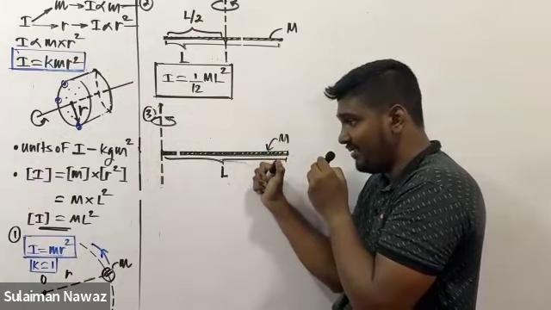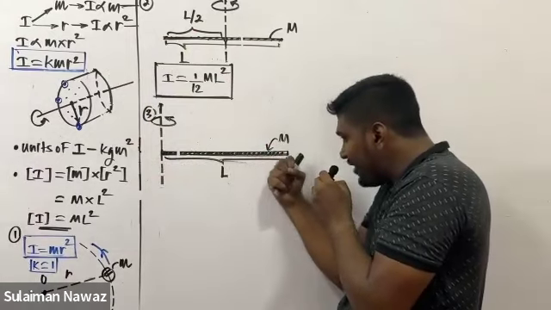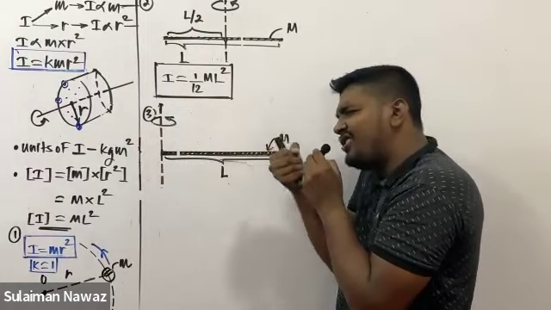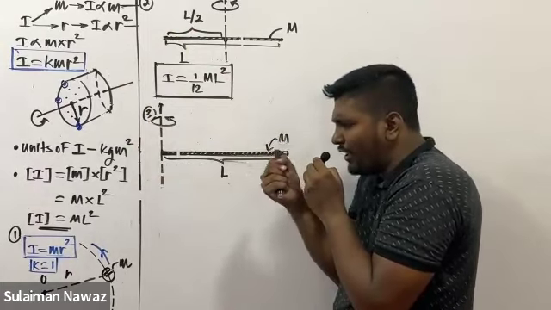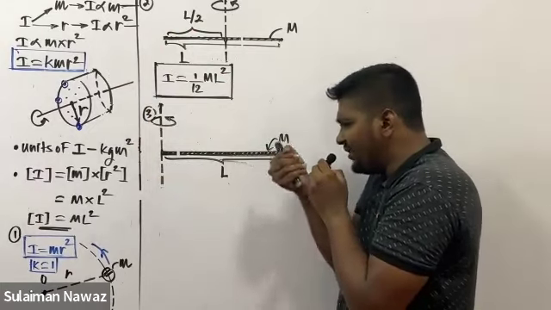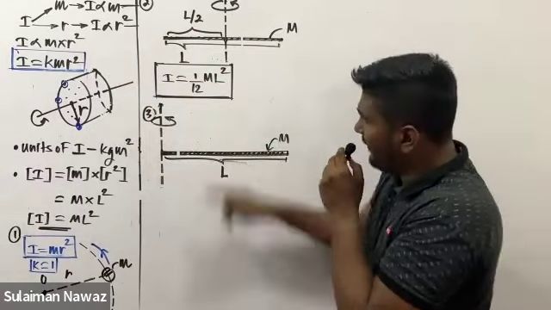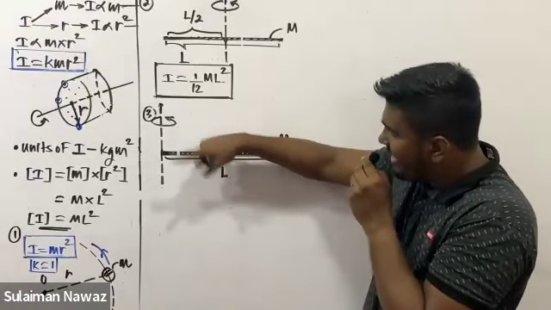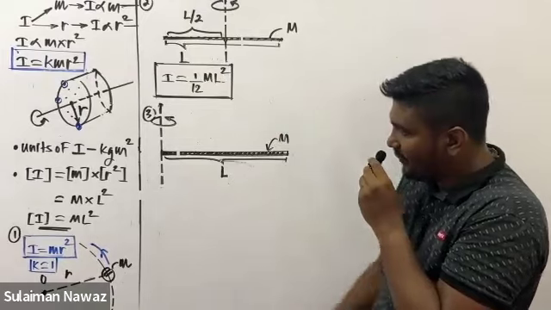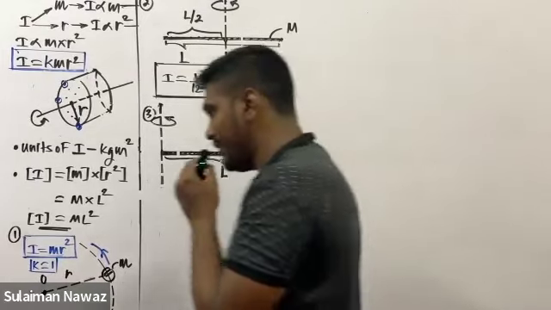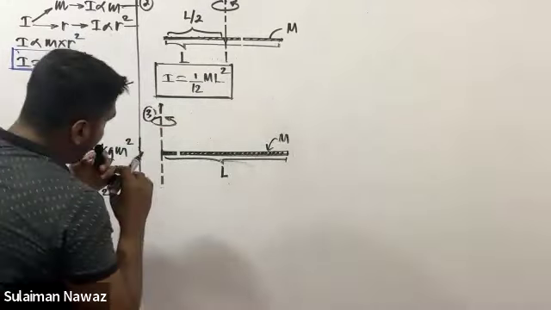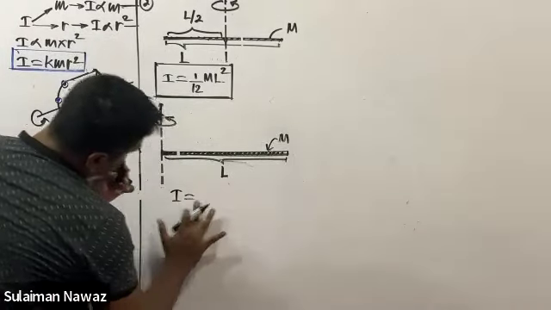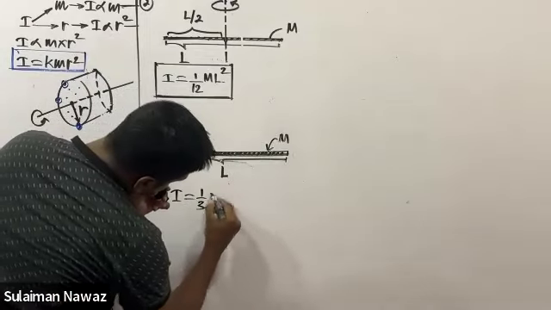This is larger. Larger mass distribution means larger moment of inertia, larger torque required. You'll understand large moment of inertia means large effort. So if you know this equation, you can derive this equation. The equation is 1 over 3 ML squared. Write down. In this case, I equals 1 over 3 ML squared.